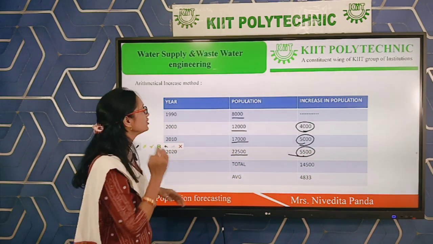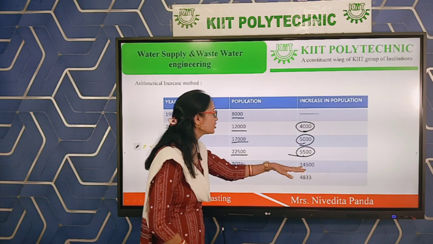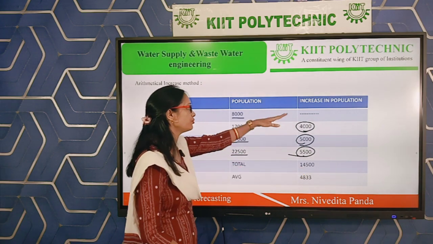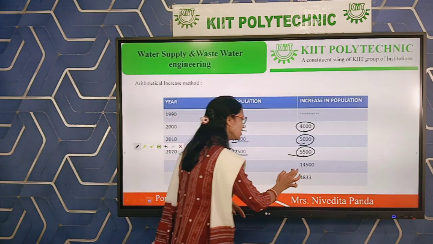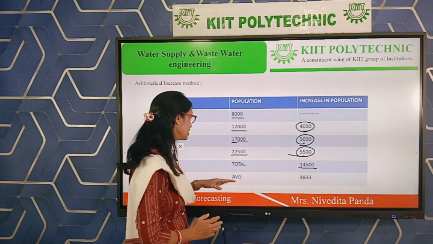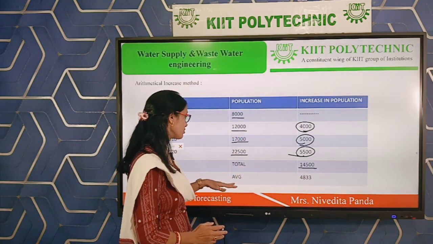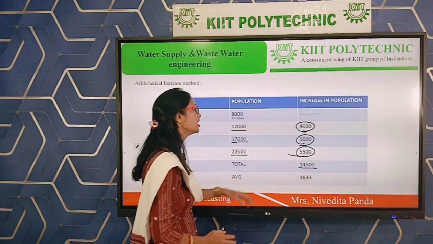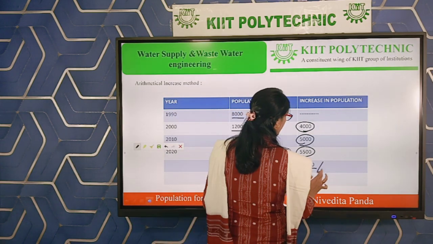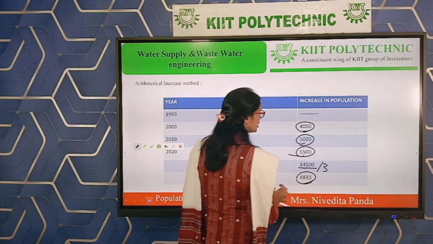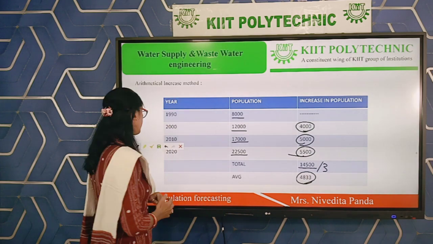After that, we can take the total. What is the total increase in population? When we add these three values, we get 14,500. And if we calculate the average increase in population, then 14,500 divided by 3 equals 4,833.